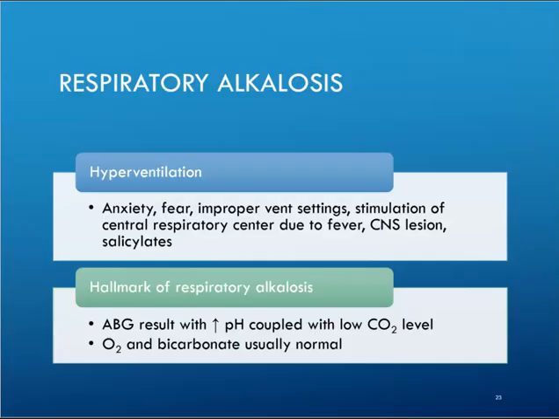A hallmark of respiratory alkalosis are going to be ABGs that have a high pH and a low CO2. So what's our pH level? It's going to be greater than 7.45. And what's the CO2? It's going to be below 35. We aren't retaining enough CO2. So the CO2 is our respiratory, and the bicarb is the renal or metabolic. O2 and bicarb levels are usually going to be normal with this. So respiratory alkalosis, high pH, low CO2.